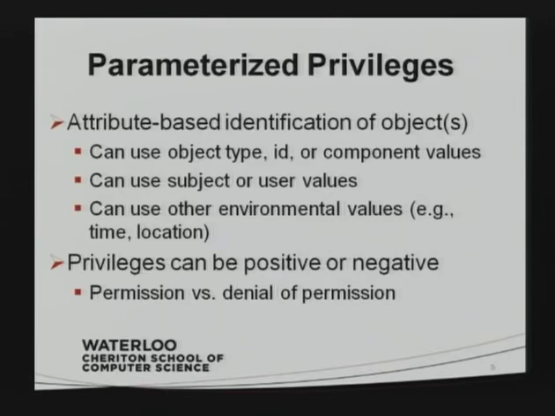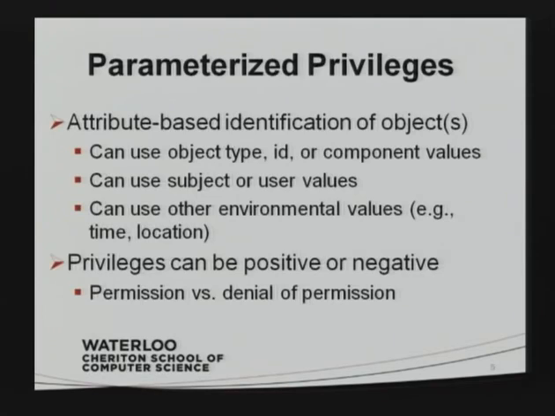So we do that by having some sort of a parameter or attribute that we're going to attach to the permission. And for that attribute-based access, we can use any of the information at our disposal. We can use the object type, the object ID, any of the component values, the subject values, or any other user values, what group you're in. We can use the environment variables such as time, location.